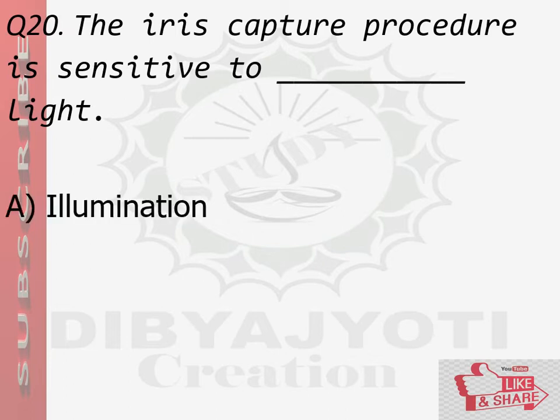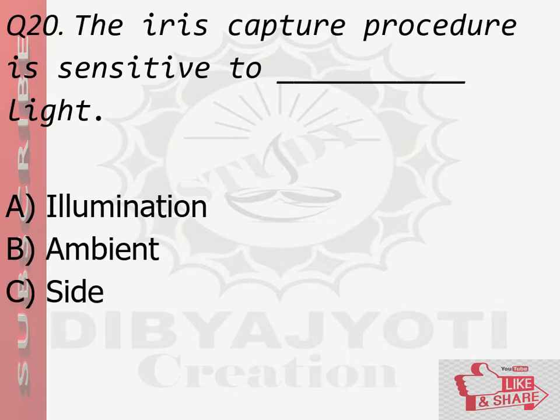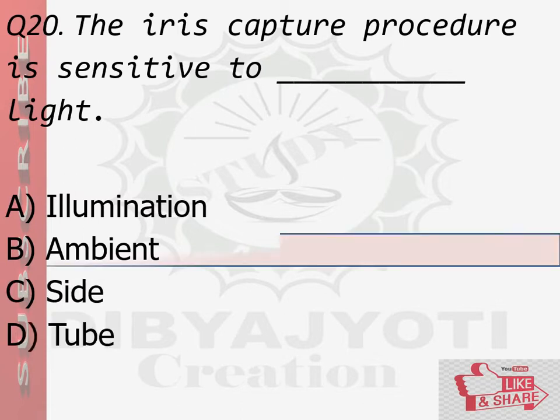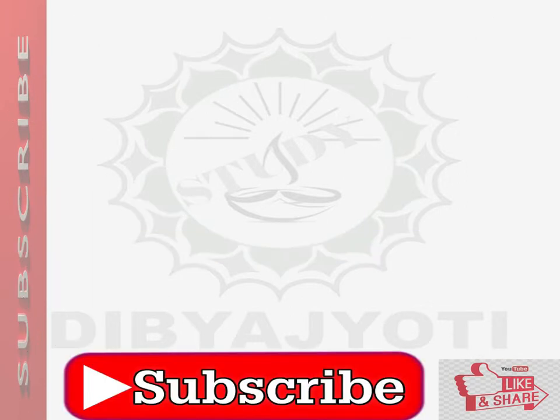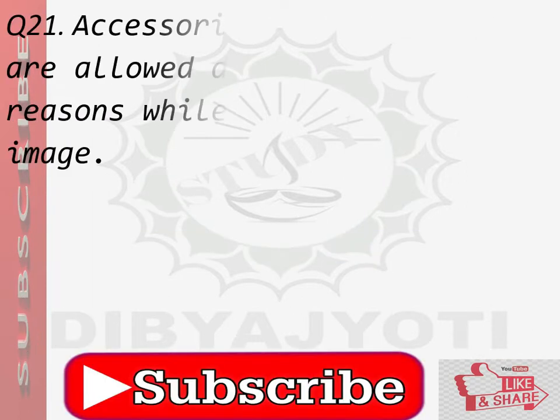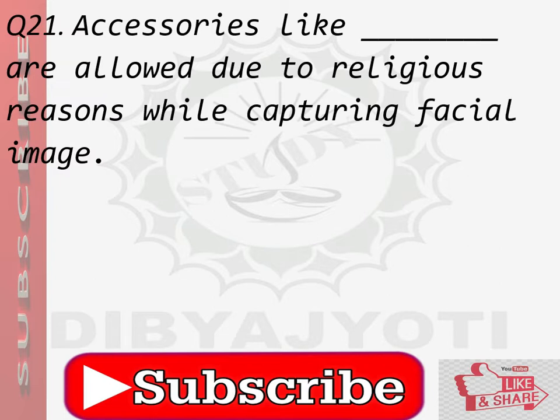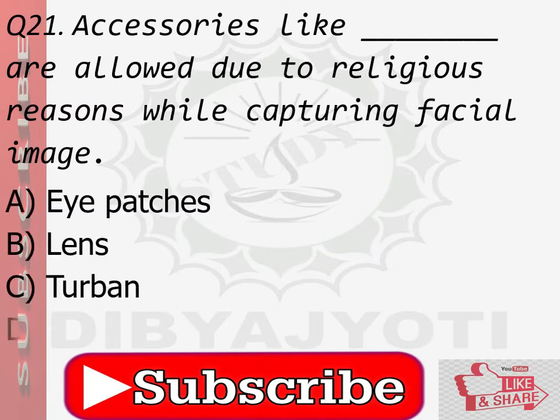Options are option A, illumination, option B, ambient, option C, side, option D, tube, and answer is option B, ambient. Then next, accessories like dash are allowed due to religious reasons while capturing facial image. Option A, eye patches, lens, turban, glasses, and answer is turban.